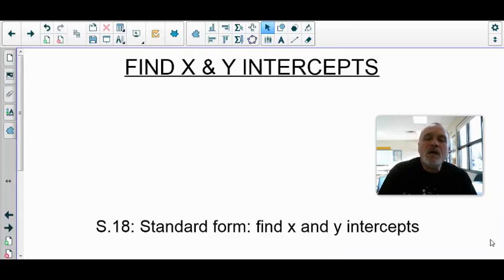Welcome back, everyone. Today we're going to work on finding the x and y intercepts of a linear equation that has been graphed. You will find this in IXL S18, standard form, find x and y intercepts. Let's go ahead and get started.